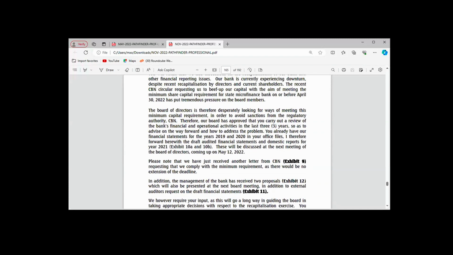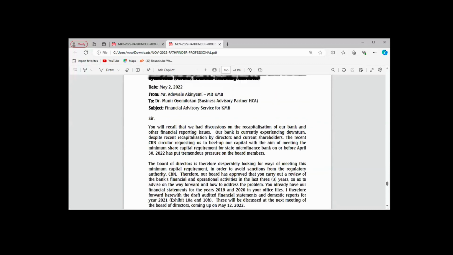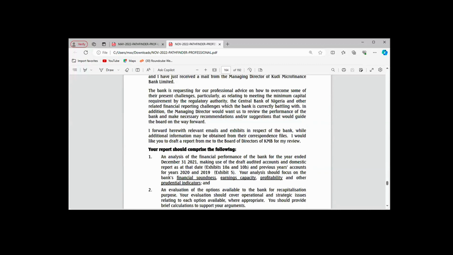Look at this now. Let me go back to the requirement to show you what I'm talking about. Okay. The requirement one, where they said you should carry out an analysis of the financial performance of the bank, making use of the draft audited accounts and domestic reports as at that date, Exhibit 10A and 10B. They're telling you that there's something in Exhibit 10A and 10B that you need to look at. So you have to go to that exhibit that they've mentioned.